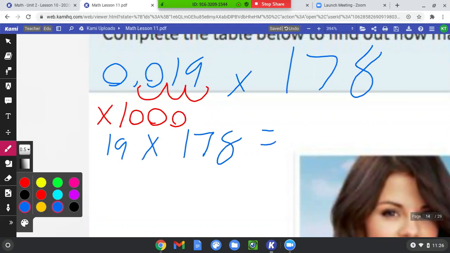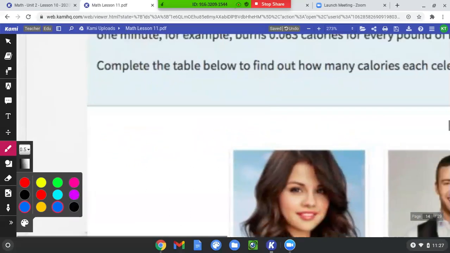178. Again, scholars, I'm not wasting your time on doing standard algorithm or the array because you know how to do that. Show your work on your homework. If you do not show your work, it's a 0. No work, no credit. Y'all know the drill. So 3,382. Am I done? Nope.